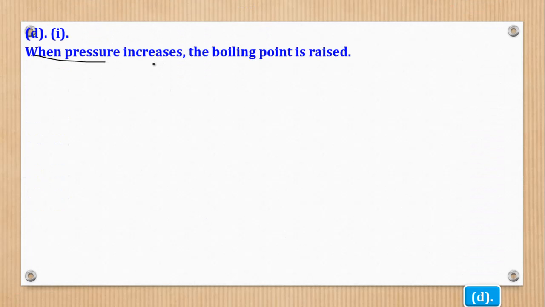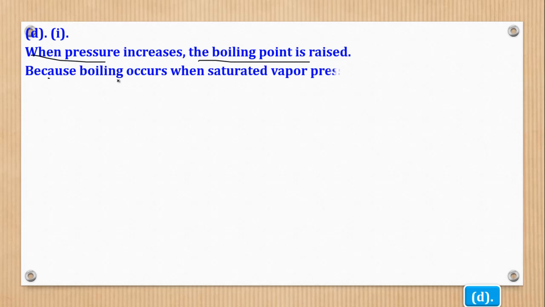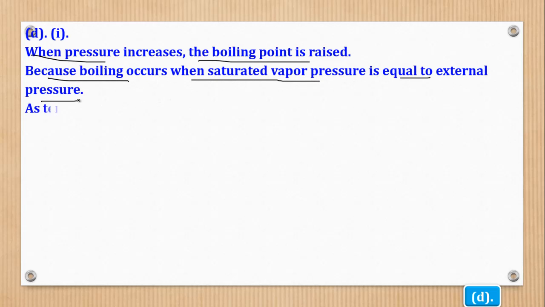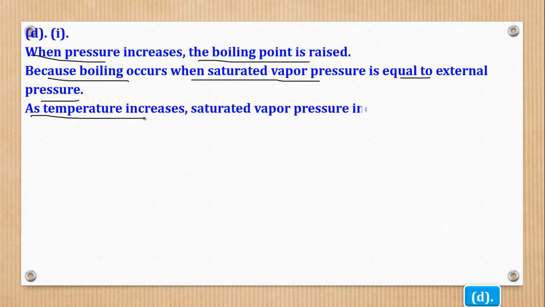So when pressure increases, boiling point is raised. And why is it so? This is because boiling occurs when saturated vapor pressure is equal to external pressure. Therefore, as temperature increases, saturated vapor pressure also increases.